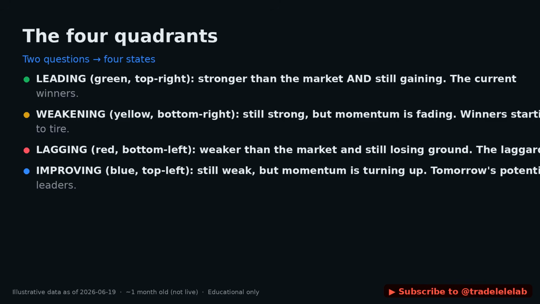They are the current winners. Bottom right, in yellow, is weakening, still strong, but the momentum is fading, winners that are starting to tire. Bottom left, in red, is lagging, weaker than the market, and still losing ground. And top left, in blue, is improving, still weak, but momentum is turning up. These are often tomorrow's potential leaders. Keep these colors in mind, green, yellow, red and blue, because the whole chart is built around them.